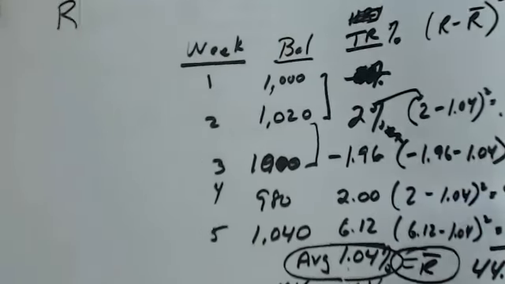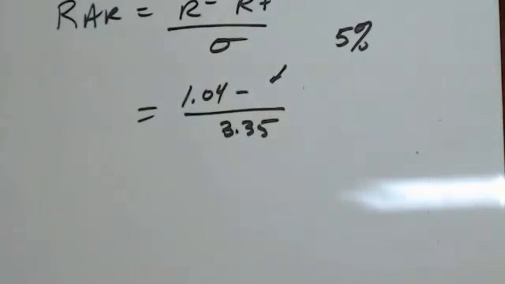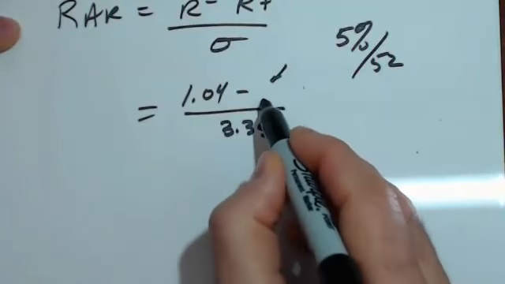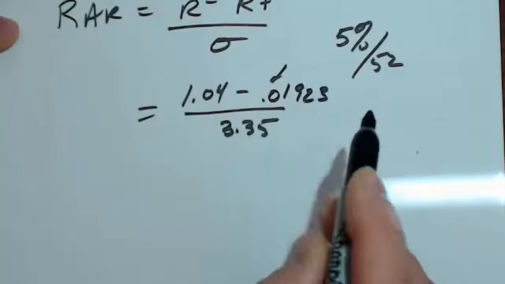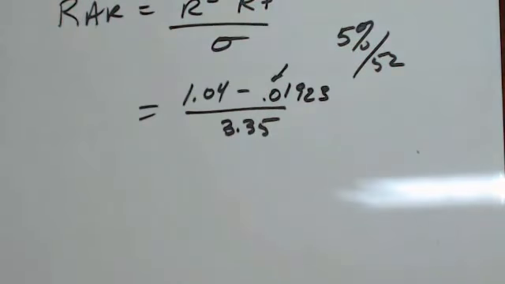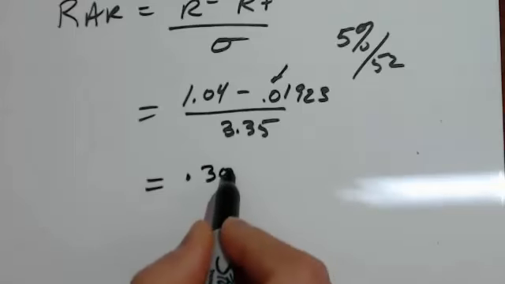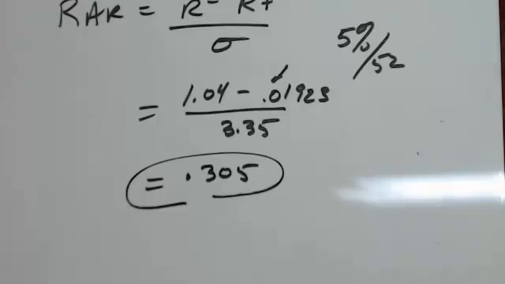So we just need to take that 5% and divide it by 52 weeks. And so your risk-free rate on average is 0.01923% per week. Okay? So this gives us a 0.305 risk-adjusted return. Again, don't put a percent sign behind there. Do not do that. It's a unitless measure.